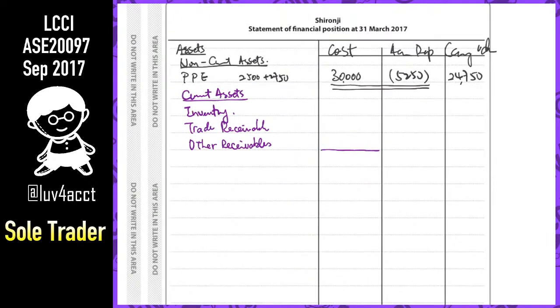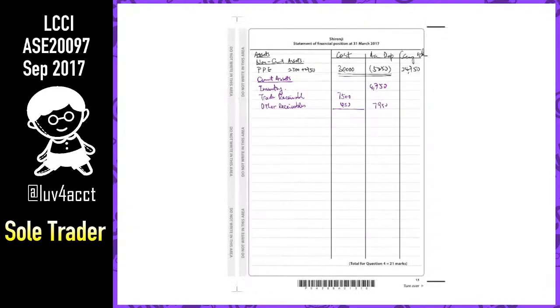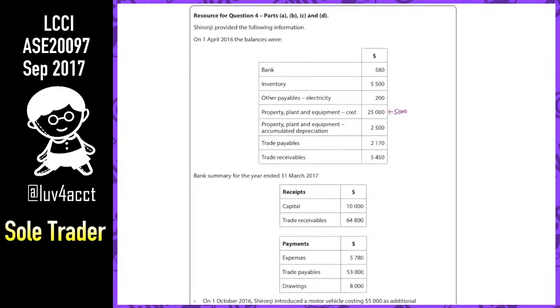So inventory 4750 and then 7,500 and then also 450. So we have 7950 for trade and other receivables. Okay, so let's see if we have any cash at bank.